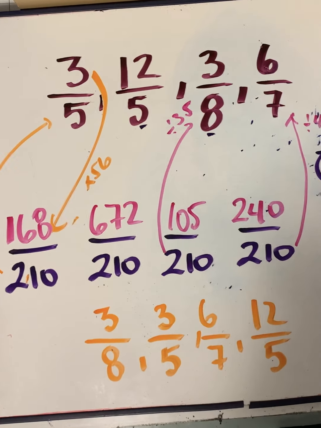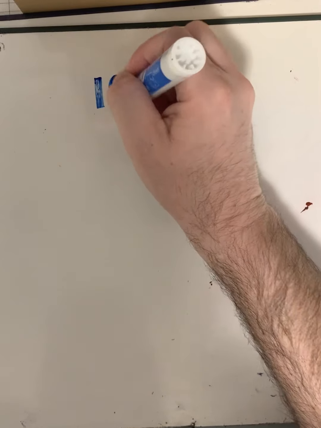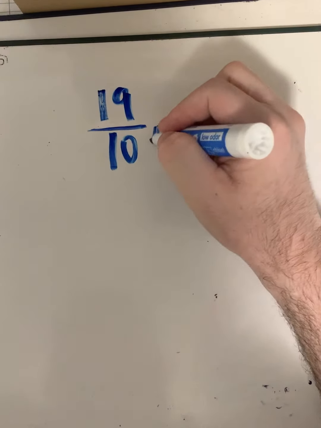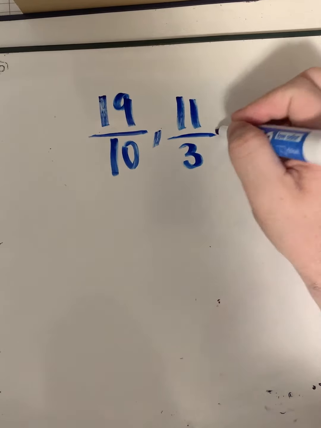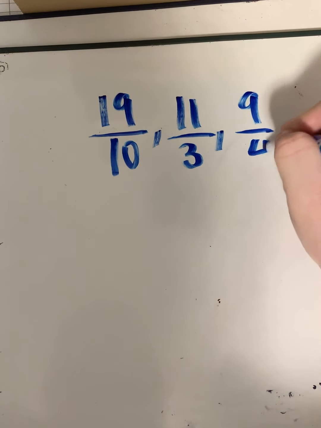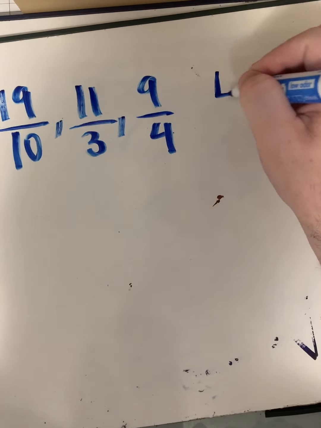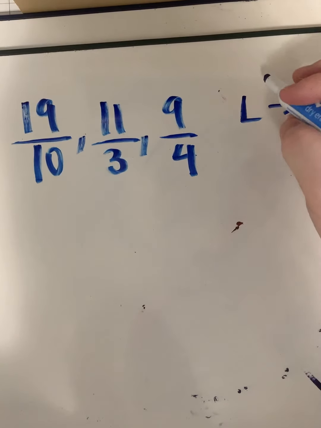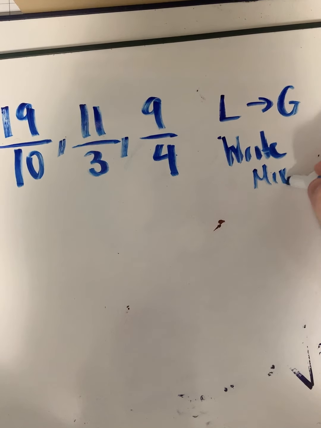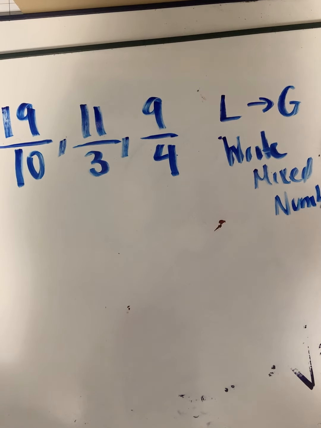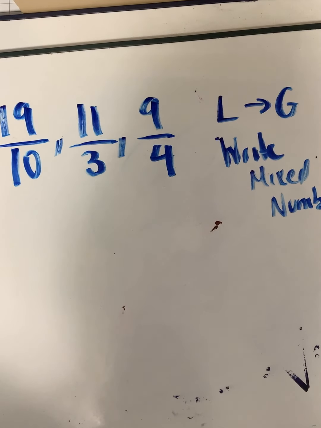I'd like you guys on this next one to do the following. I want you to approach these numbers. So I'm going to give you guys 19 over 10, 11 over 3, and 9 over 4. And what I'd like you to do is put them into least to greatest, and I'd like you to write them as a mixed number at the end. Okay, so pause the video here and please get started. Go.